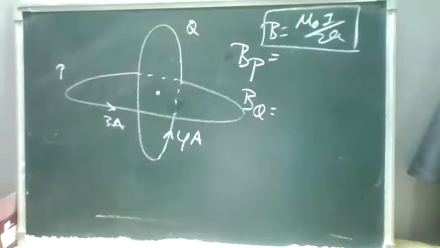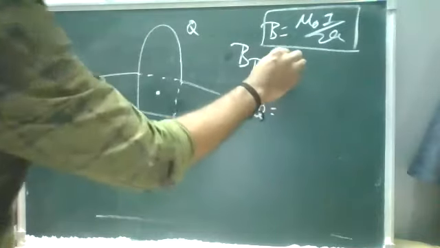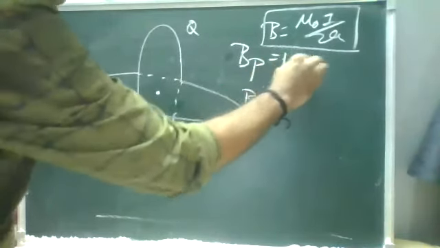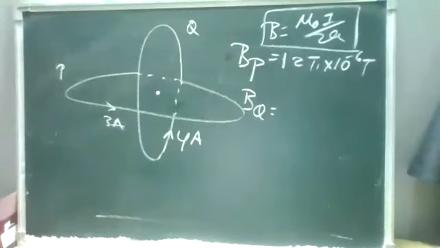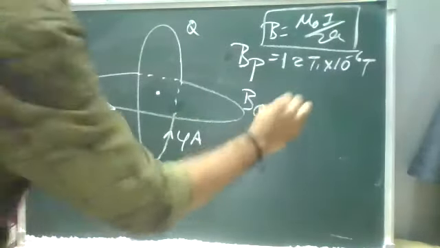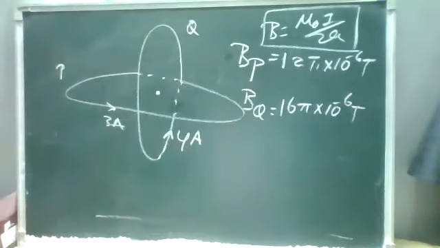What is the value of BP and BQ? For BP the current is 3 amps and for Q it is 4 amps. Radius is the same. BP should be 12 pi into 10 power minus 6 Tesla, and BQ is 16 pi into 10 power minus 6 Tesla.